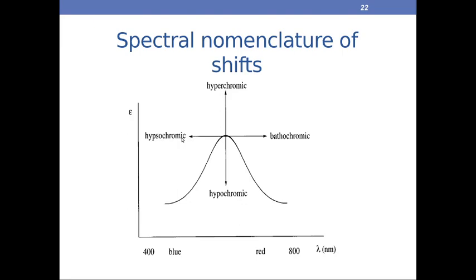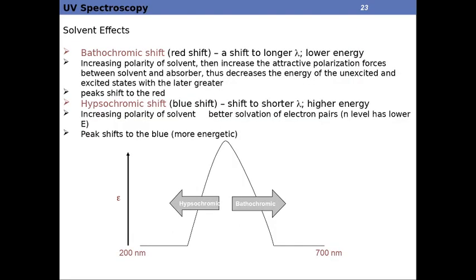So there are four such effects. We have already seen what these effects could be due to, and we are going to recall what we learned in the second semester. The bathochromic shift, in other words the red shift, is called so because the spectrum is being shifted towards the red region of the visible spectrum. In this case, the spectrum shifts towards the longer wavelength or lower energy.